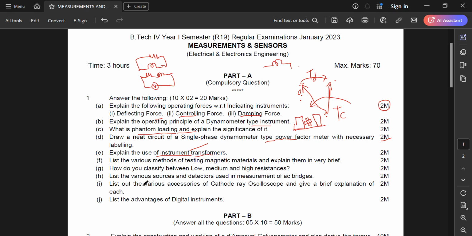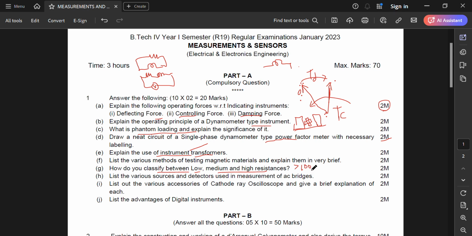How do you classify low, medium and high resistances? In view of measurements, the resistances are classified into 3 types. Resistance from 0 to 1 ohm is called low resistance. 1 ohm to 100 kilo ohm is called medium resistance. Greater than 100 kilo ohm is called high resistance.